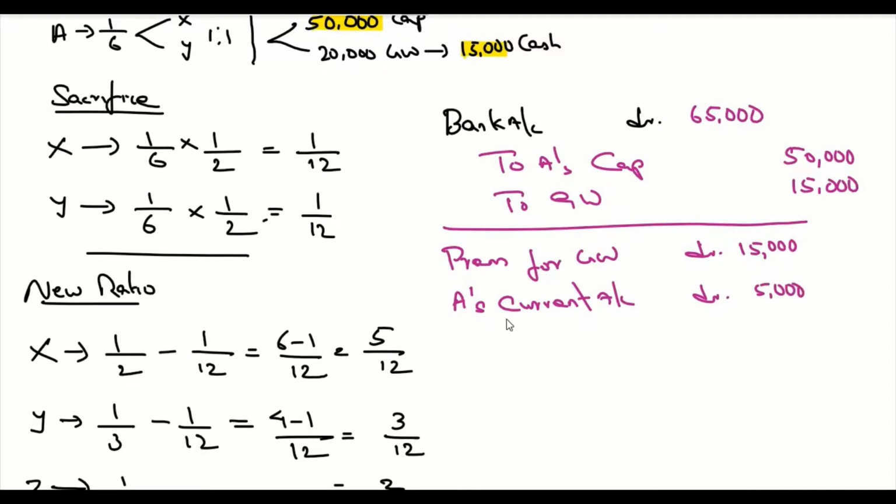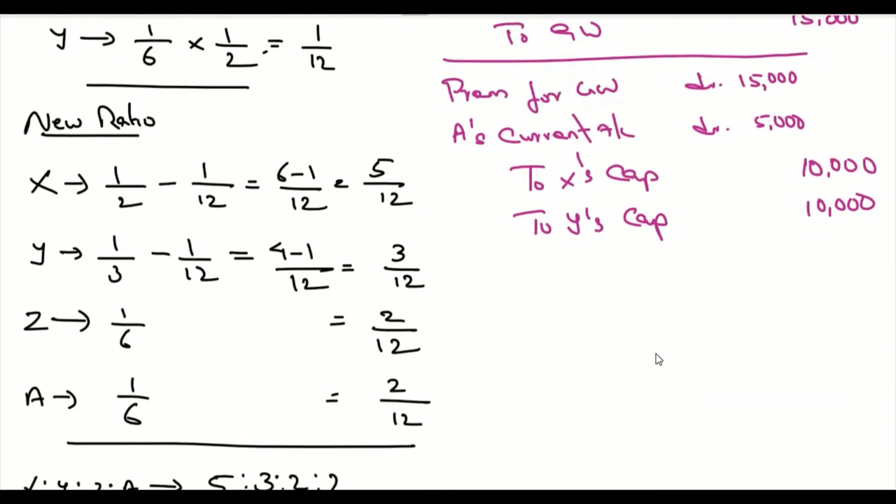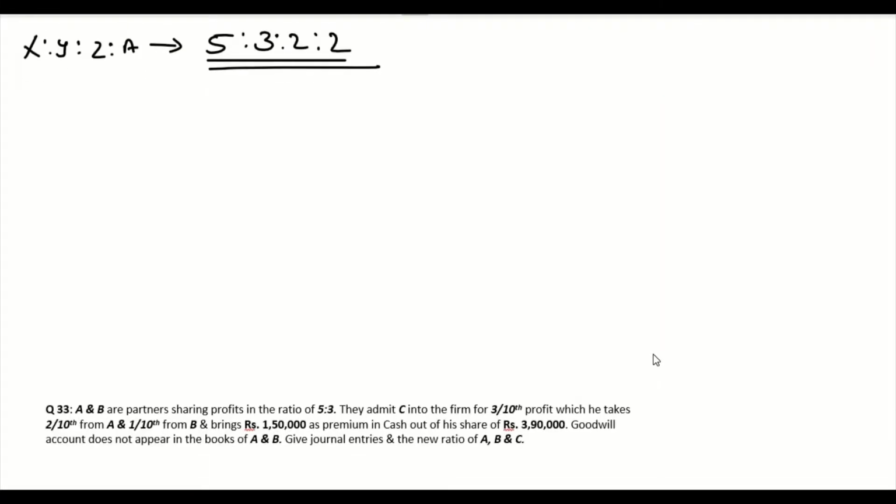So this 20,000 of goodwill has to be transferred to the old partners in the sacrificing ratio, to X's capital account and Y's capital. Sacrifice is made only by X and Y in 1:1 ratio. So 1:1 ratio means 20,000 into 1 by 2, which is 10,000 and 10,000. Let's move on to the next question.